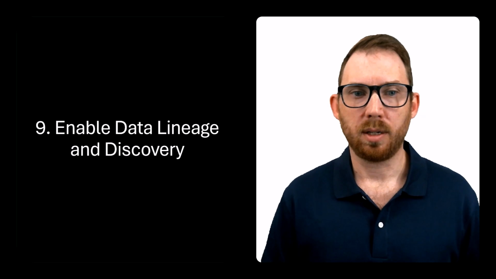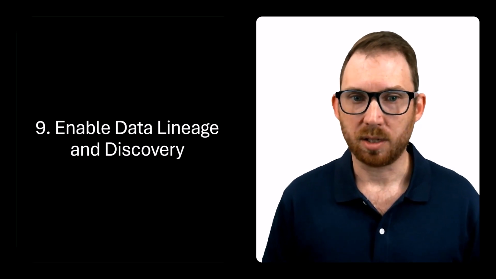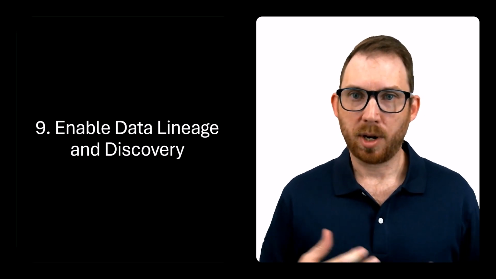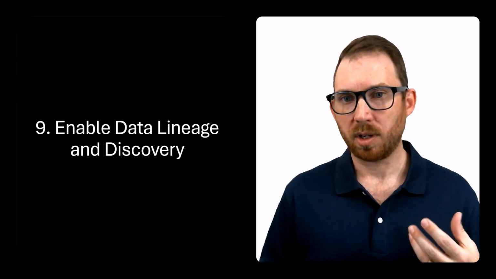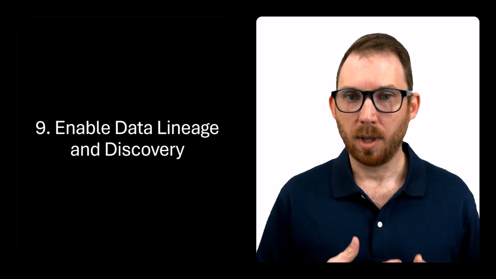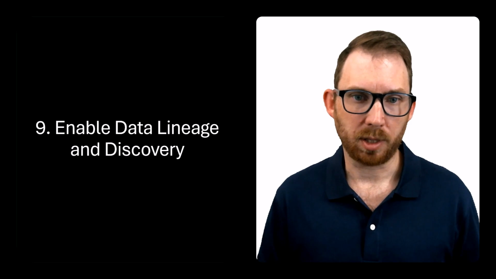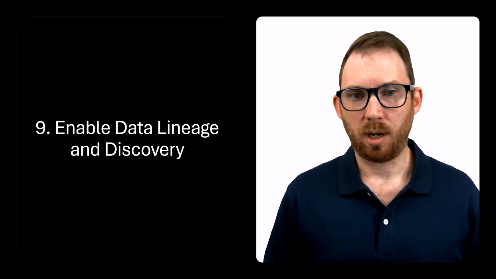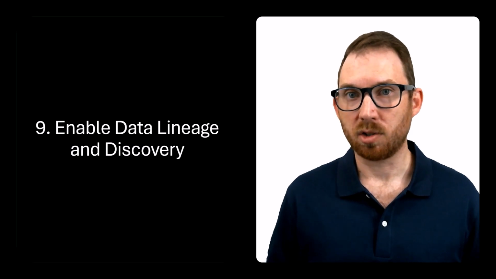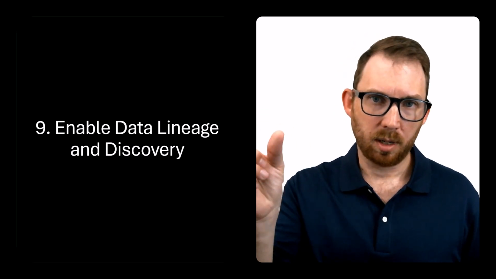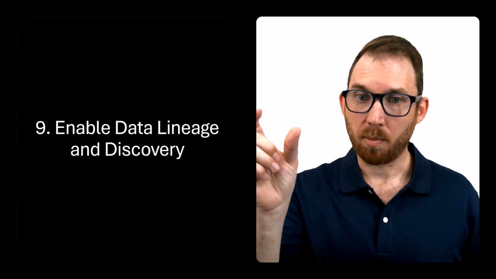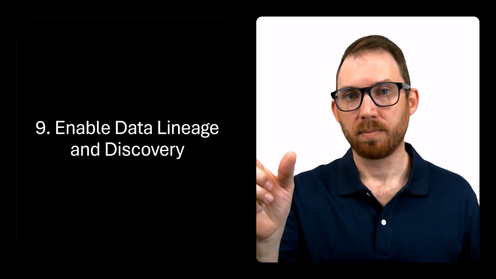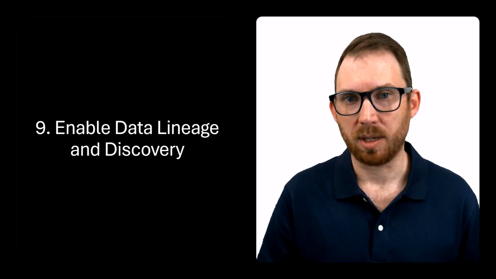So number nine is enabling data lineage and discovery. Depending on whether you're using Power BI or Fabric, or you've got Purview for data governance deployed, there's various levels of this, but data lineage and discovery is quite simply the ability to understand how a report is connected to a source system, and what processes have gone in between.